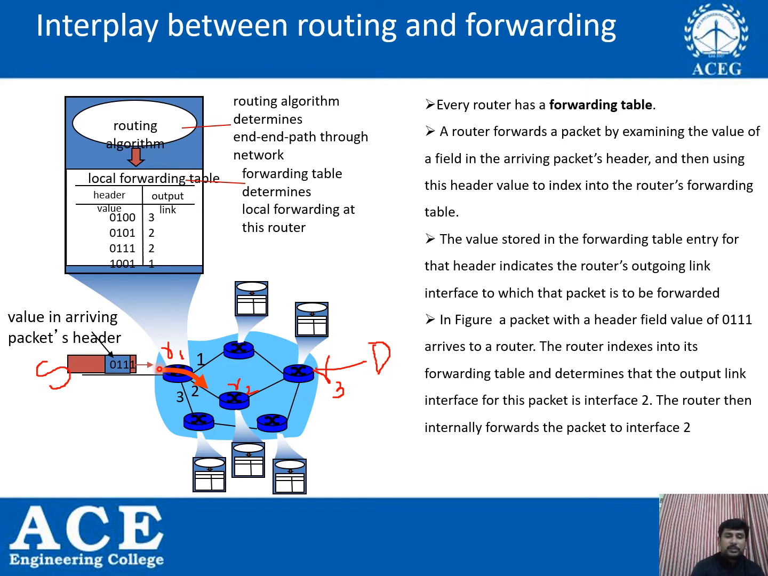So the network layer's responsibility starts from the source and continues up to the destination host, and that is the reason why we refer to it as host to host delivery. Each router has a local forwarding table, and to have this local forwarding table it has to run an algorithm called the routing algorithm. The routing algorithm determines the end-to-end path through the network, and the forwarding table of each router determines the local forwarding at this router. I hope this is clear.